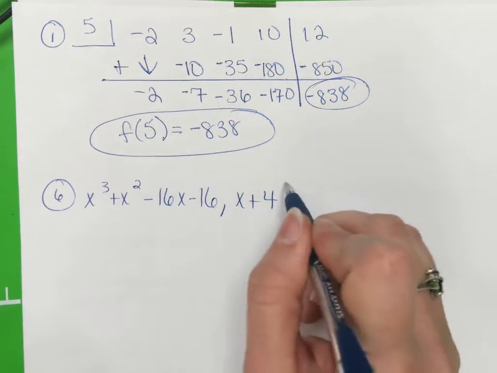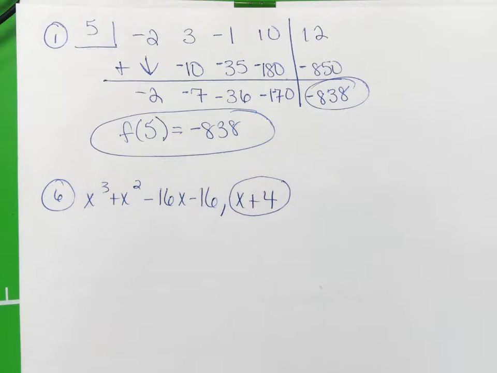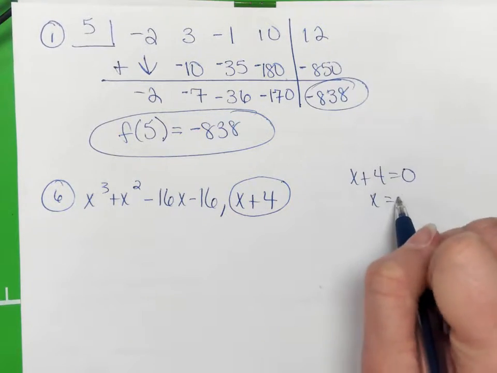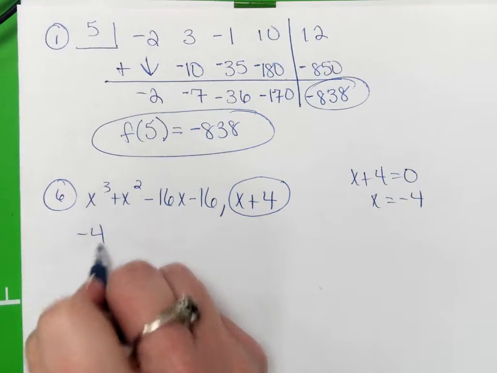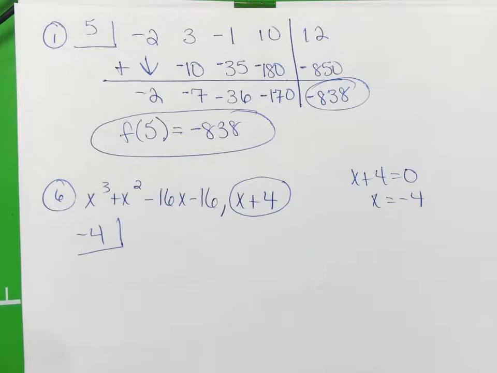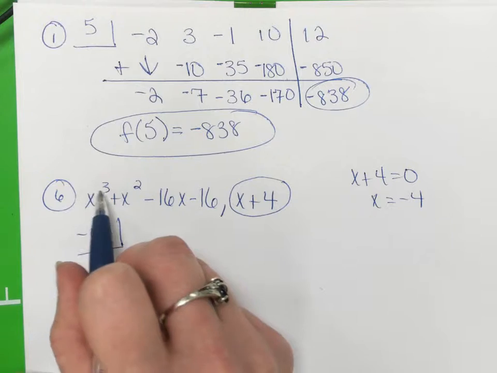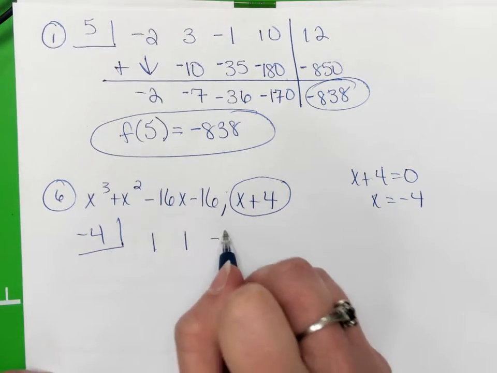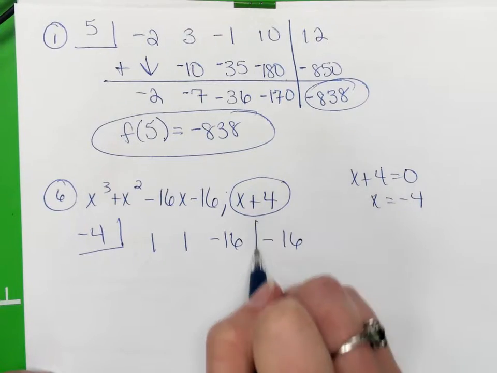Okay, look right here, guys. It gives you a factor. If I were to set that equal to 0, what number would you get for x if you were to set x plus 4 equal to 0? You get x equals negative 4. So that's what goes in the little box right there, negative 4, okay? Good, Colin? Okay, so am I missing any exponents? Nope. So I got 1, 1, negative 16, negative 16.